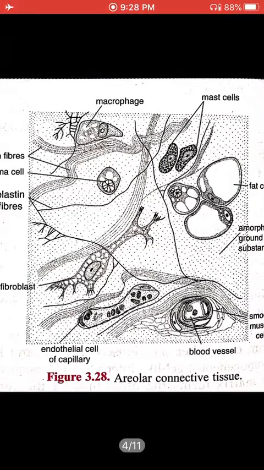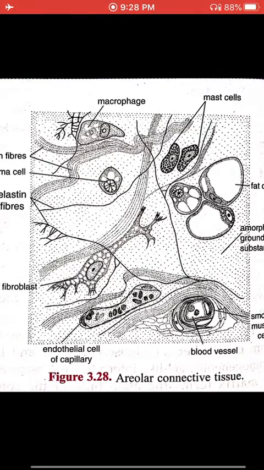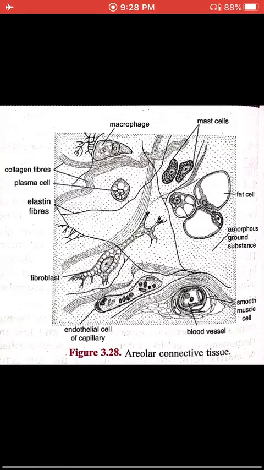This areolar connective tissue has a matrix and it has two kinds of fiber, that is white collagen fiber, which is converted into gelatin on boiling in water, and second, yellow elastic fiber. Both are present in it. In the figure itself you can see.